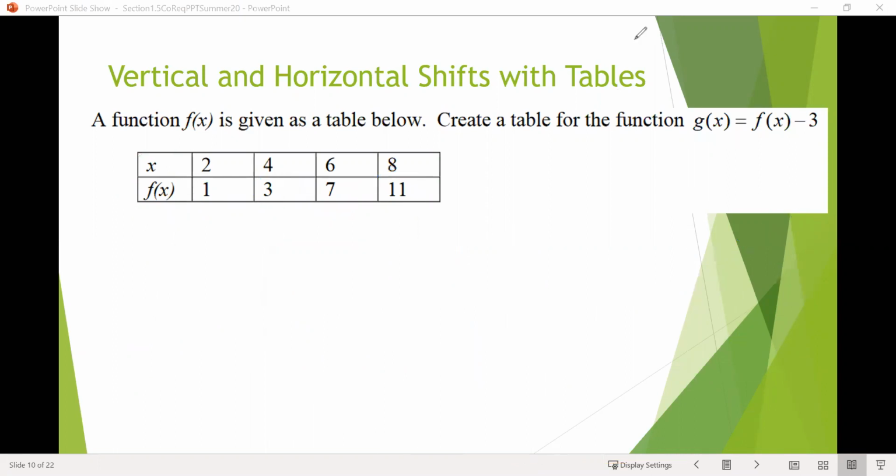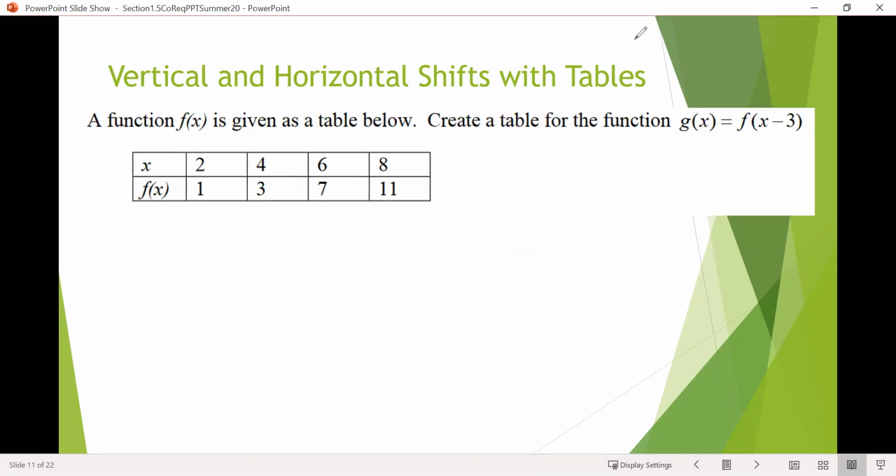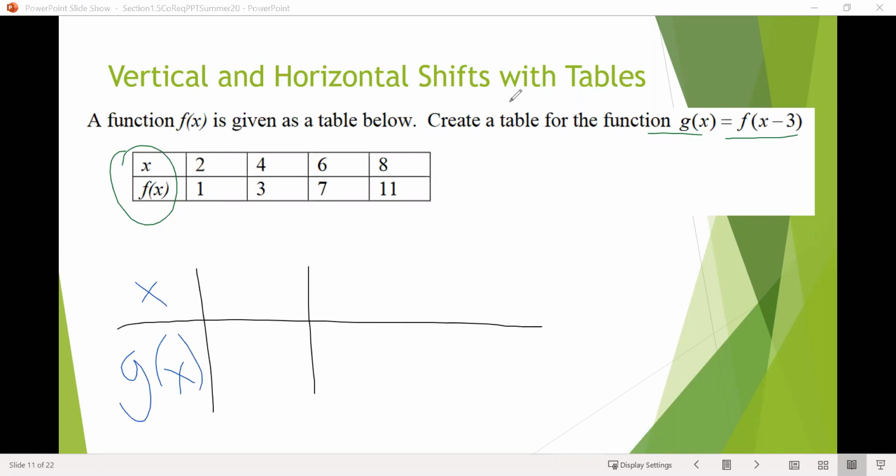Now let's look at what happens if we have that minus 3 on the inside. Here, we're working with the same function f(x), but now the function g is defined by doing a minus 3 on the inside. Recall that because that minus 3 is on the inside, it's going to impact the inputs of the function. Which tells us that when we create our new table for the function g, the outputs are not going to change. So these are still going to be 1, 3, 7, and 11.